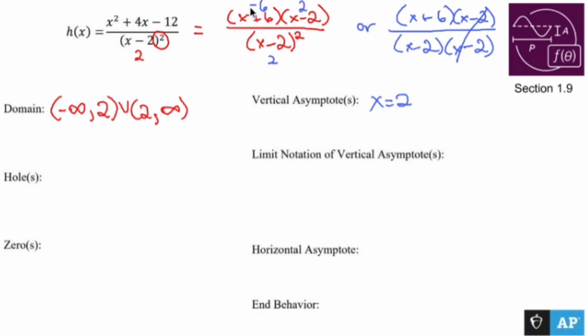That leaves me with a negative 6 up here that I am allowed to plug in, and that negative 6 becomes a 0. So if you're wondering, all right, well then what's my hole? There is none. And again, that's because you have more factors on the bottom than you have up here that are the same thing. So that takes me to my limit notation and horizontal asymptote and end behavior and all that stuff, which is basically the same thing, except for this part, limit notation of the vertical asymptote.